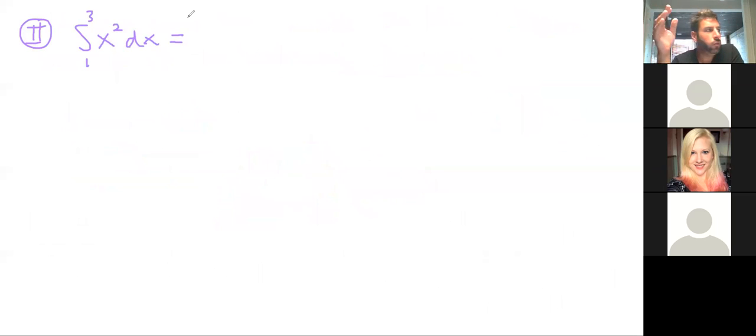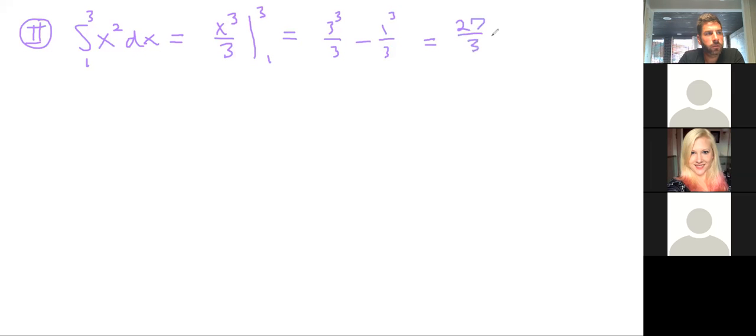So what's the derivative of x squared? Well, the derivative of x squared is 2x. So what would be the opposite of that? The opposite would be add 1. So the antiderivative here is x cubed over 3 evaluated from 1 to 3. And so when you plug in 3, you get 3 cubed over 3 minus 1 cubed over 3, which becomes 27/3 minus 1/3, which is 26/3.